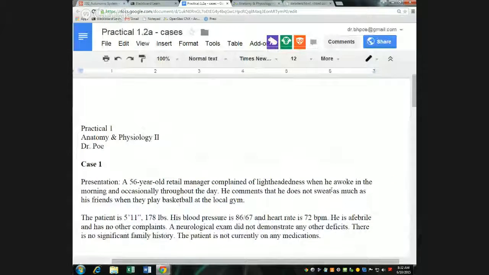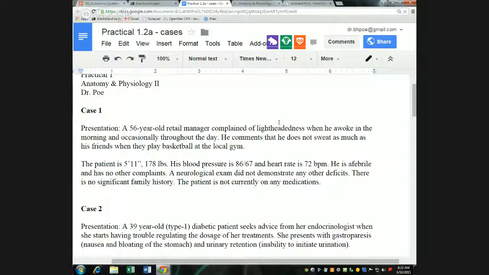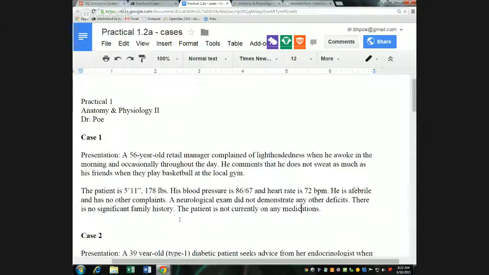Several of you have access to this, and Google has these little anonymous icons for people that are logged in. So you might have it in front of you there, but for those of you that can't get it pulled up in front of you, here it is on the screen. Just these two paragraphs here. Don't worry about case 2. So let me just get that off the screen.